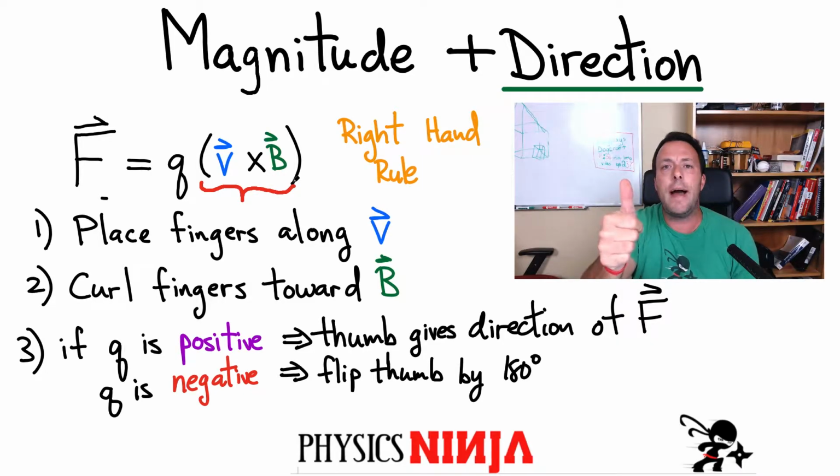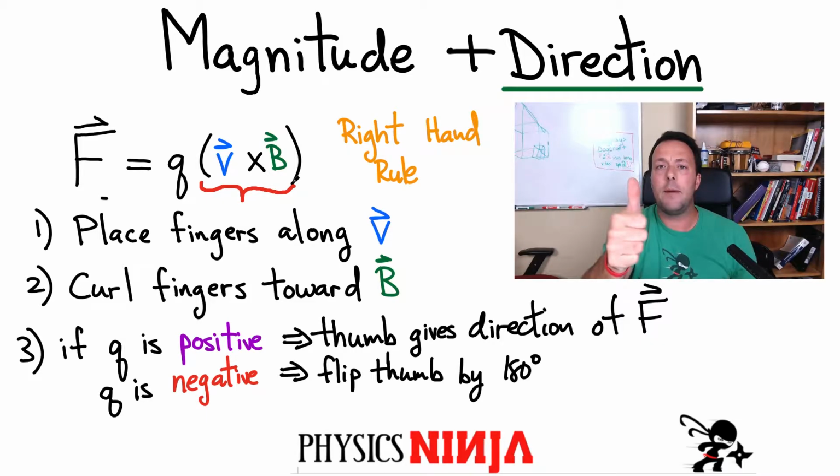And now I go back and I check. So this is actually the direction of V cross B. And now I read the problem again and I'm going to say, well, is this a positive charge or is it a negative charge? If it's a positive charge, I'm all done. My thumb will give me the direction of the magnetic force for this problem.